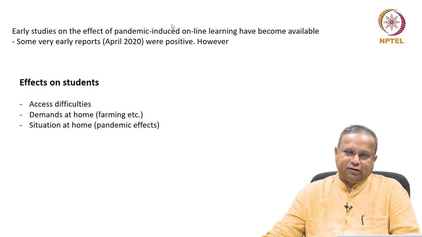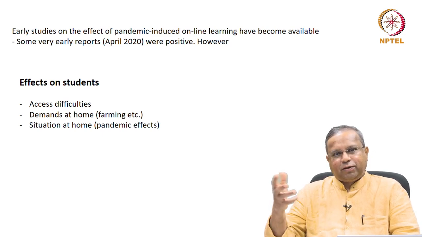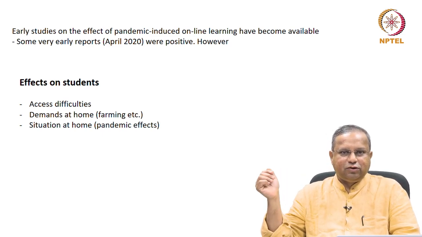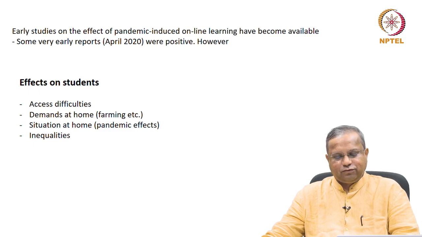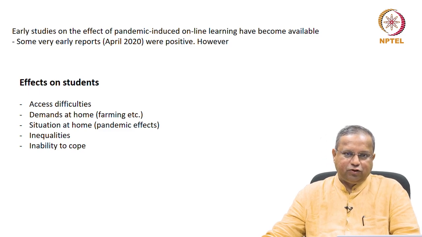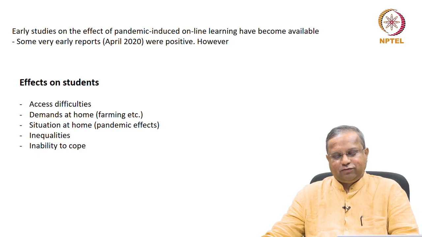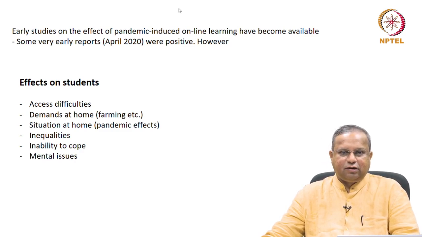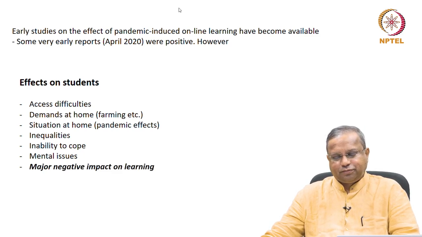Situation at home, because many family members were affected by the pandemic. They even passed away, unfortunately. So, you know, multiple family members passing away, it's not easy for a student to handle. Huge inequalities that I just mentioned in terms of access, in terms of economic status, and so on and so forth. And sometimes a huge inability to cope in some students. They were wondering what to do, you know, that kind of a thing. There were mental issues as a result of that. And there was a major impact on learning.